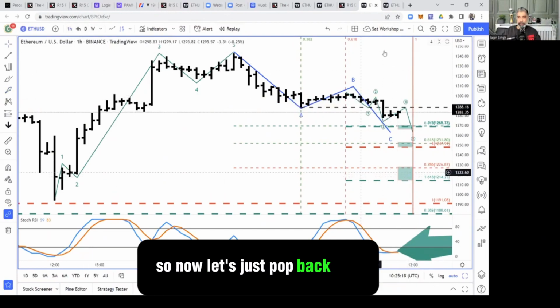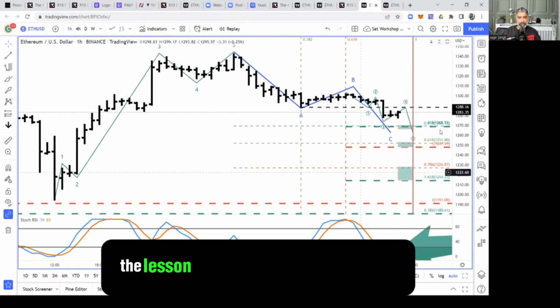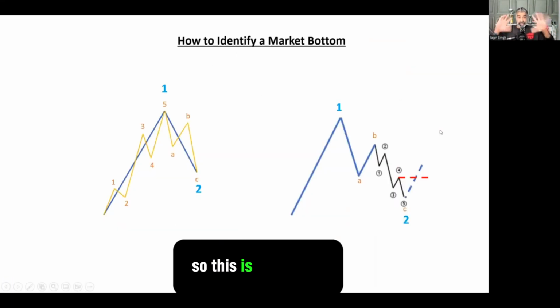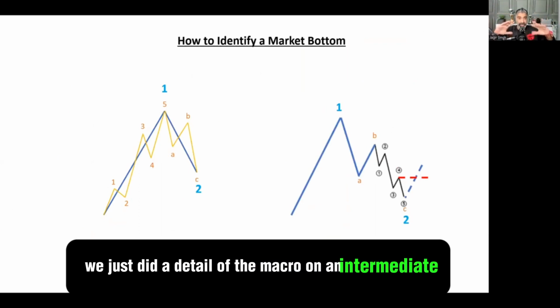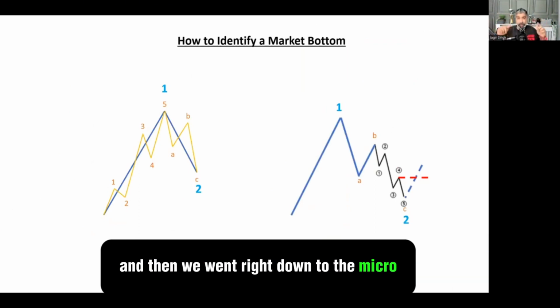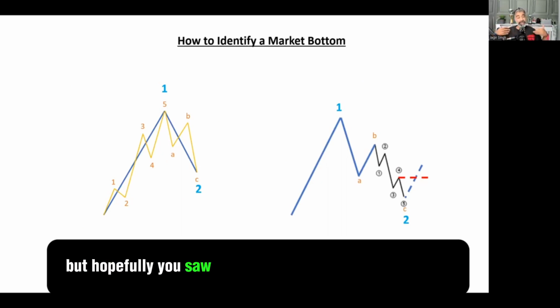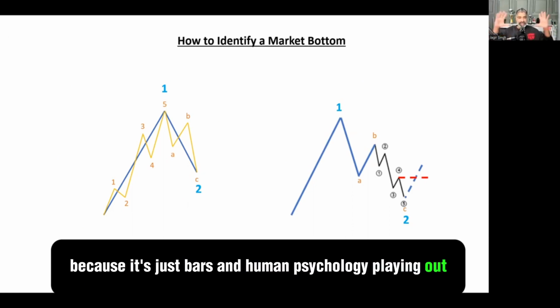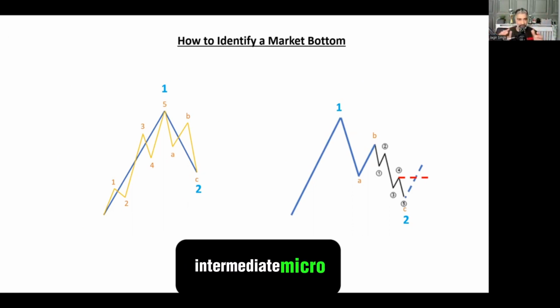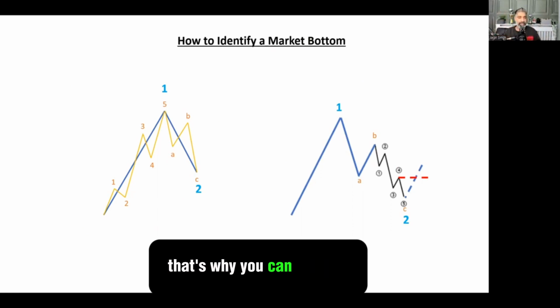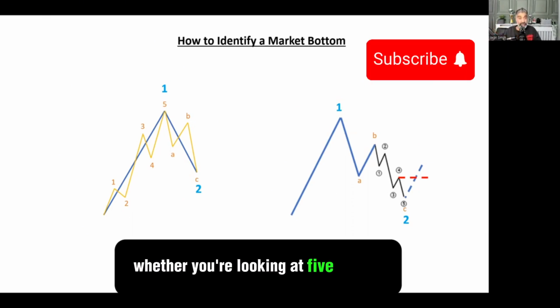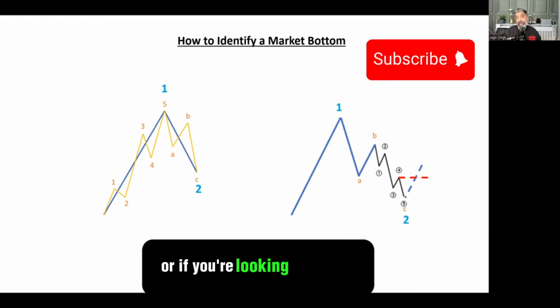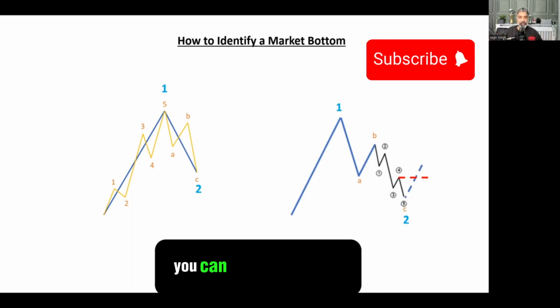So now let's just pop back into the lesson. So that's what we just covered. This is the theory, and now we just did a detail on a macro, on an intermediate, and then we went right down to the micro on an hourly chart. But hopefully you saw that it was the exact same methodology because it's just bars and human psychology playing out. And it's the same thing on a macro, intermediate, micro, sub-micro, and so on and so forth. That's why you can use this on a day trading methodology or strategy, whether you're looking at 5-minute, 15-minute, 1-hour charts, or if you're looking at weekly or daily charts, you can also do the same.